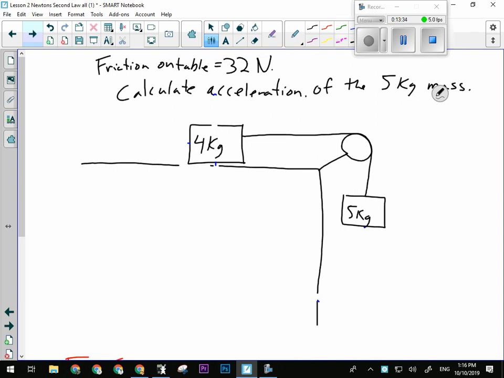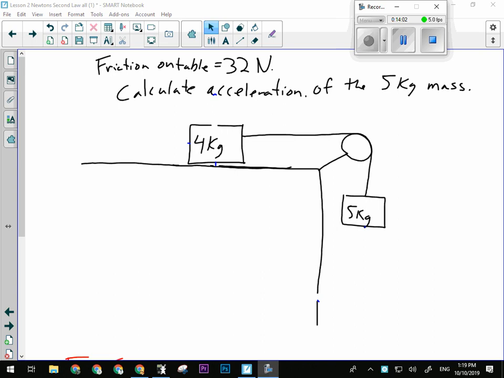Pulleys. Okay, we've done a couple of pulley ones now. So I have a 4 kilogram mass sitting on a frictionless surface. Okay, so this surface here is frictionless. It's over a frictionless pulley with a massless rope, attached to a 5 kilogram mass. I want you to calculate the acceleration of the 5 kilogram mass. Okay, give me a couple minutes on that one.